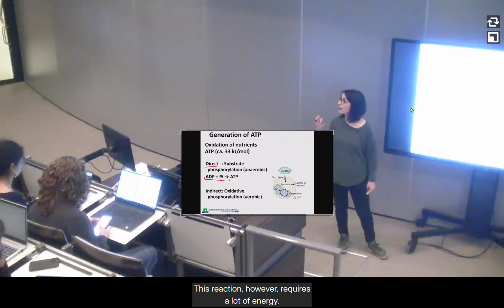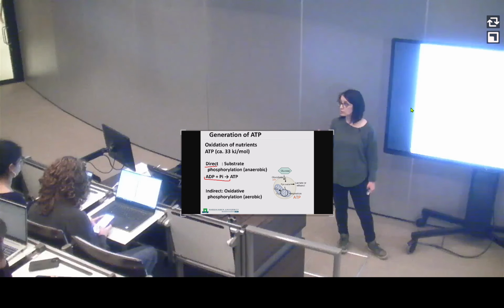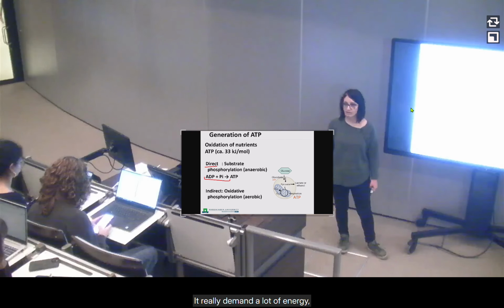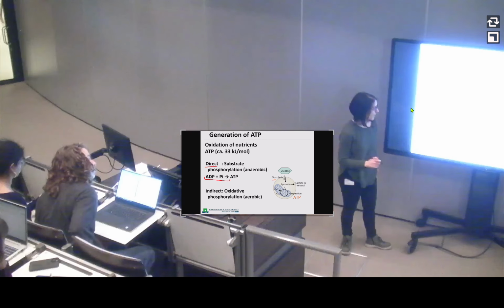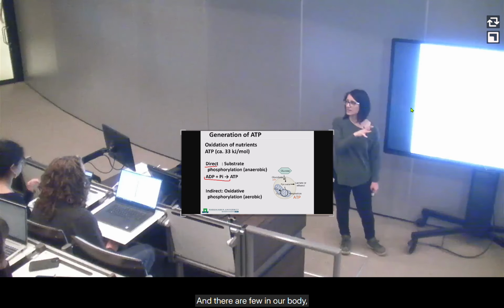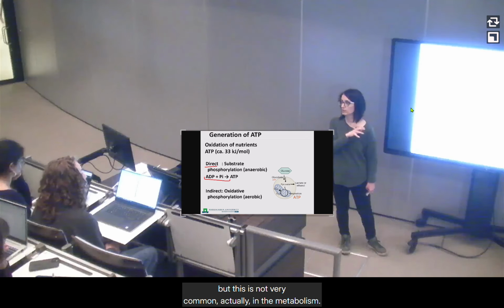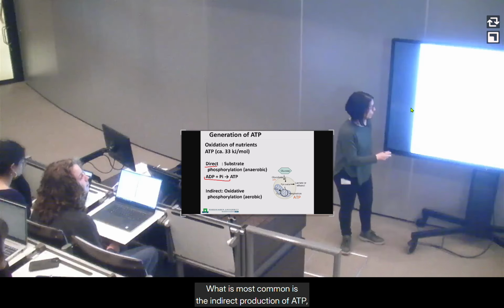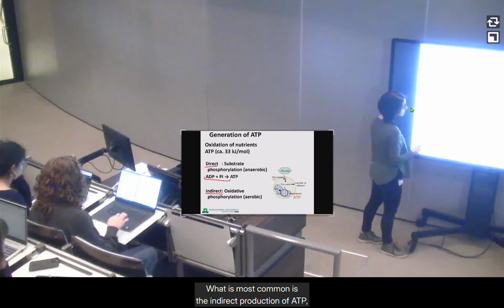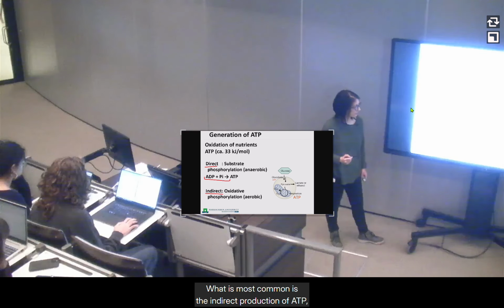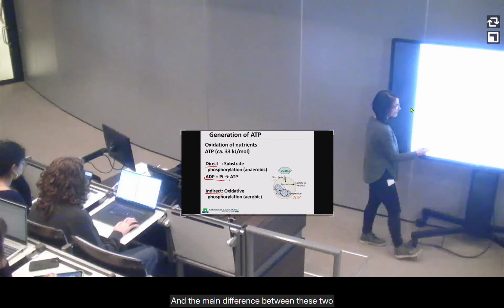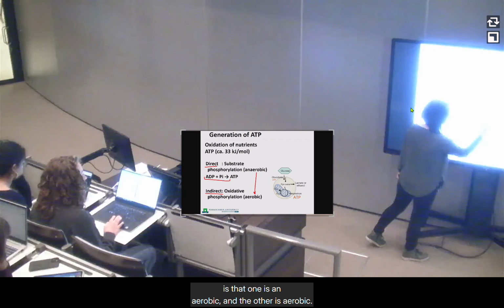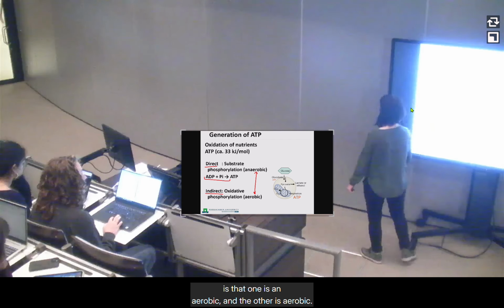This reaction, however, requires a lot of energy, because making the new bond takes a lot of energy. There are a few of these in our body, but this is actually not very common in metabolism. What is most common is the indirect production of ATP, and this happens in oxidative phosphorylation. And the main difference between these two is that one is anaerobic and the other is aerobic.